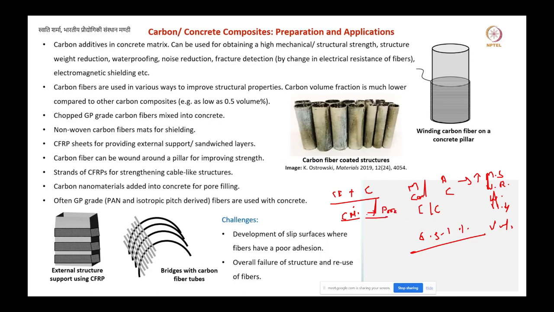Often these GB grade fibers are used with concrete. Here there are some diagrams where you can see the winding of carbon fiber on a concrete pillar. This is your concrete pillar, and here you are winding a carbon fiber. Here the carbon fiber coats the structure. The external structure is supported using CFRP.